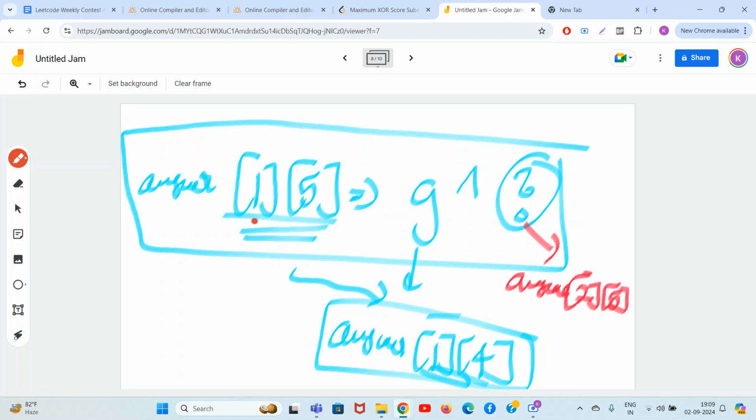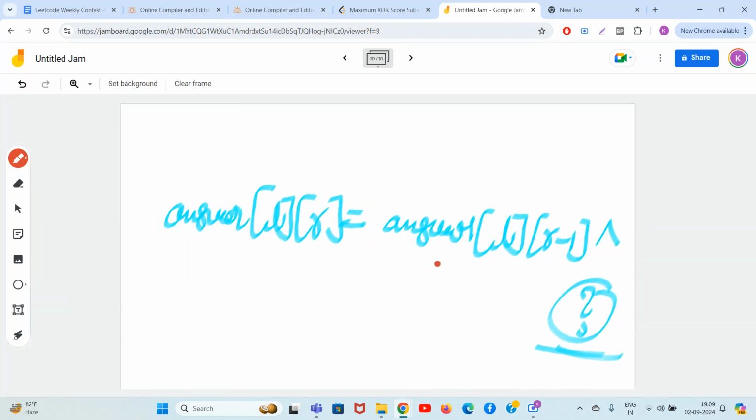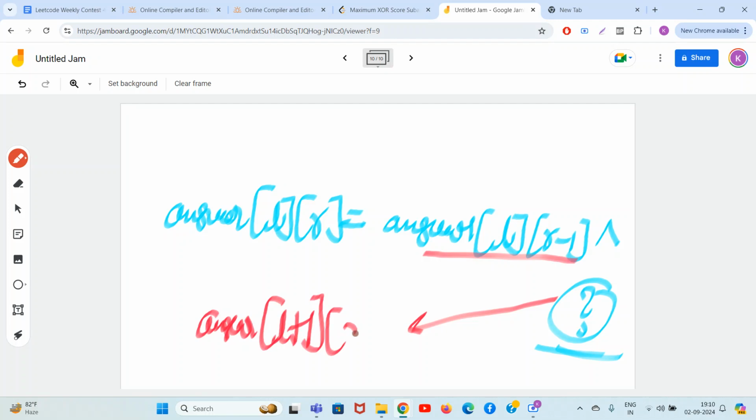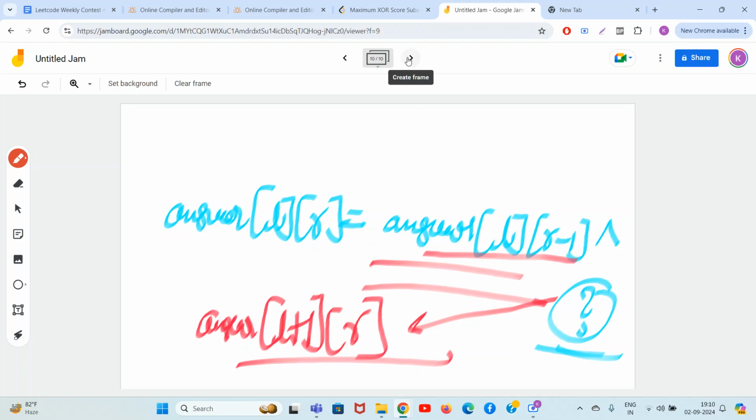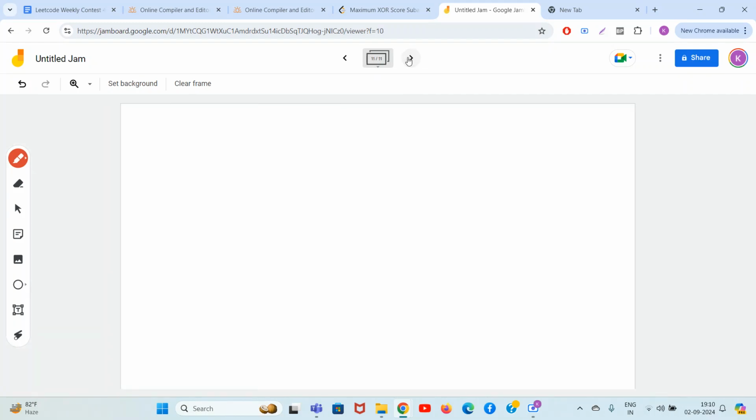The pattern is that answer of 1 to 5 is nothing but answer of 1 to 4 XOR answer of 2 to 5. So answer of i to j is nothing but answer of i to j minus 1 XOR answer of i plus 1 to j. Answer of L to R is nothing but answer of L to R minus 1 XOR the question mark, which is answer of L plus 1 till R. That's it. Applying this formula, the problem has been solved. We are able to calculate all the answer values.